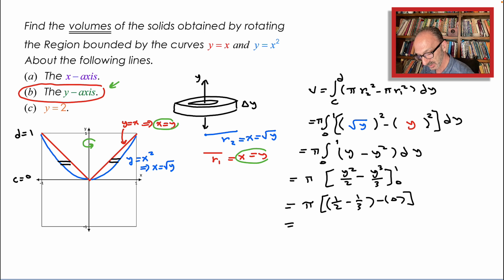The common denominator is 6. We have 6 right here. The top part will be 3 minus 2, which is 1. And the final answer is, the volume is pi over 6. And that should do it for part B.